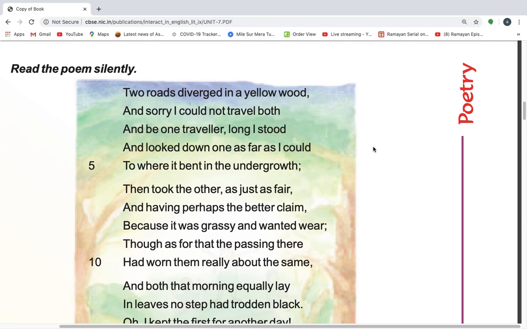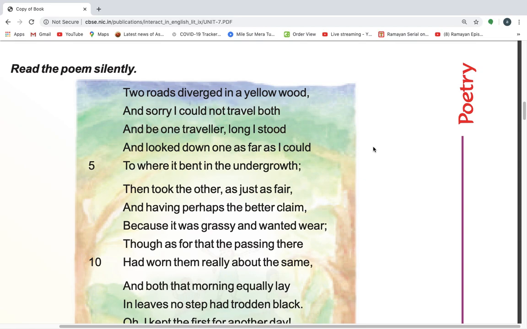The first four lines talk about the author standing at a point where he sees two roads which are diverging. Yellow wood here means a forest. Wood means a forest, and yellow color refers to the autumn season, the season when leaves dry up and become yellow in color. So this is a point when there is autumn season.